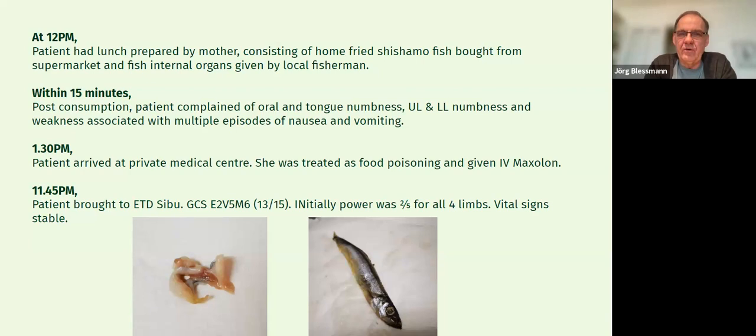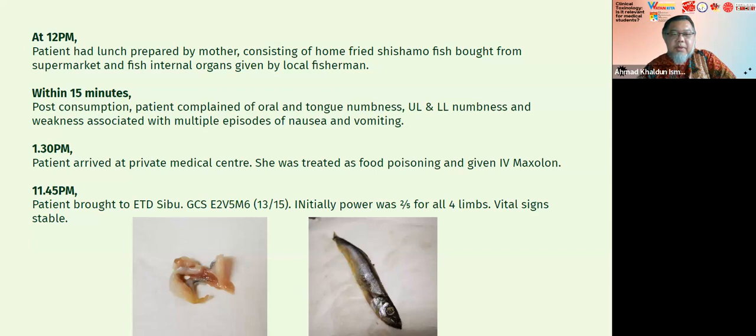Okay. So the take-home from this case is that the sashimi fish is actually edible fish. It's not poisonous. It doesn't contain the tetrodotoxin. What actually caused the poisoning is the internal organ that was given to them by the fishermen. They cooked it together and ate it, and that contaminated the sashimi fish.